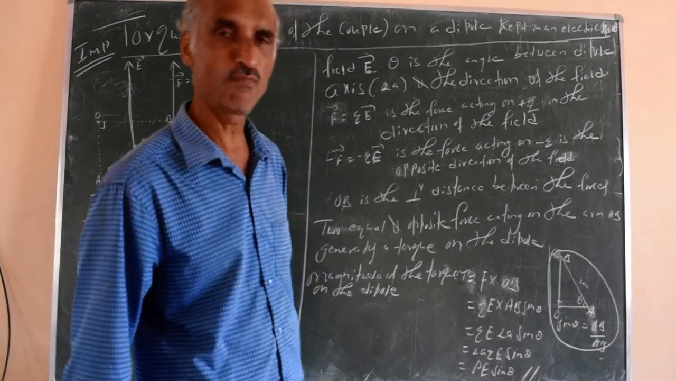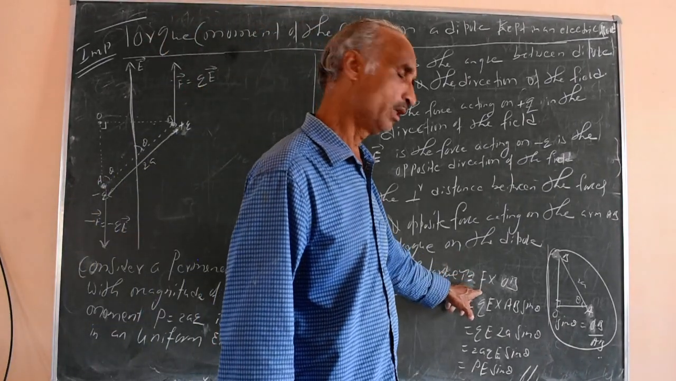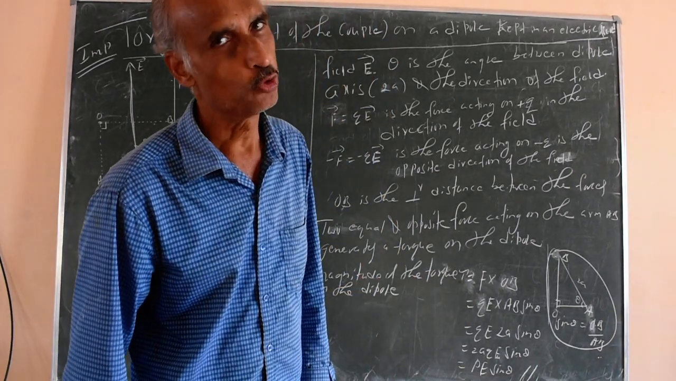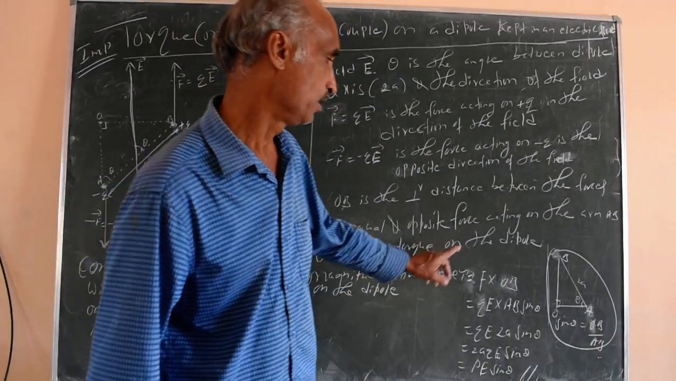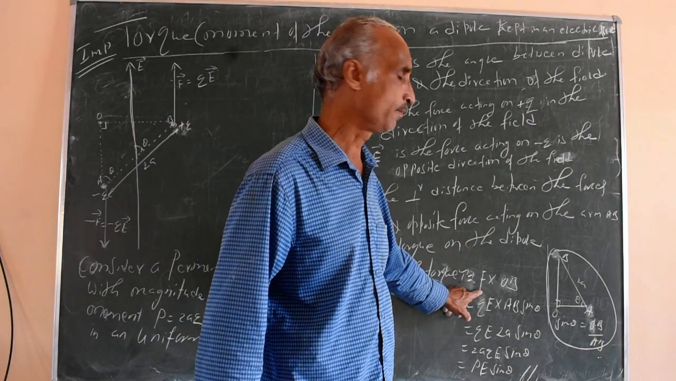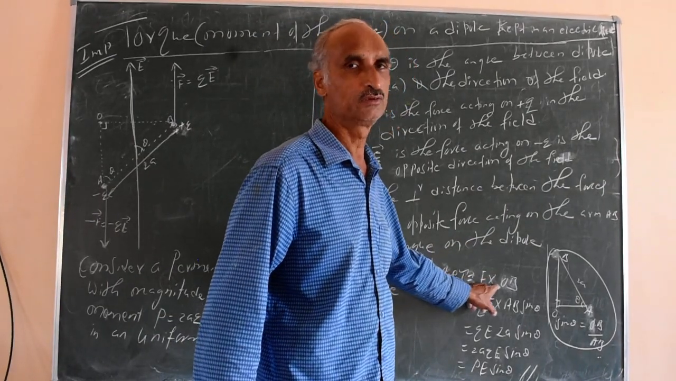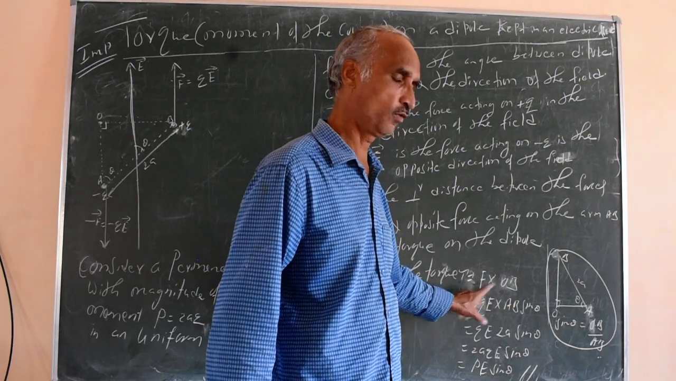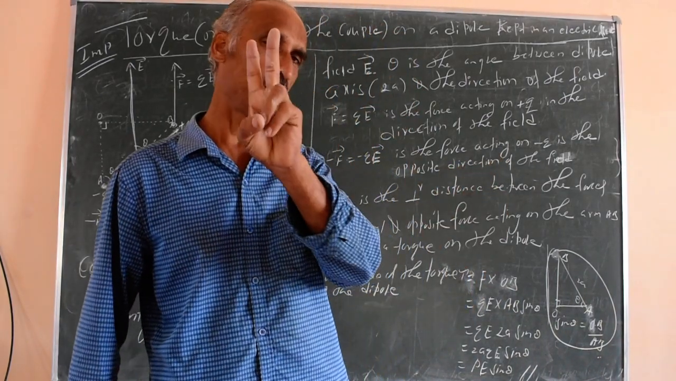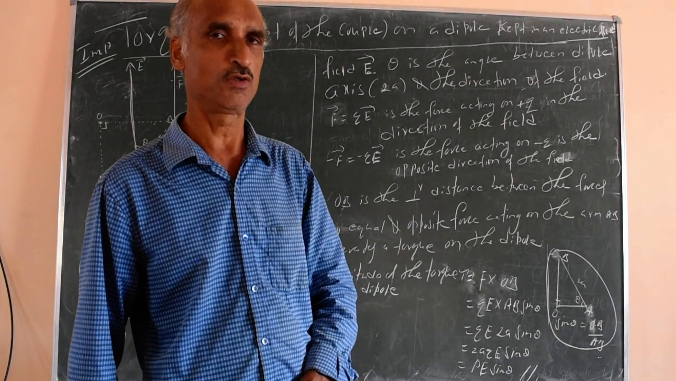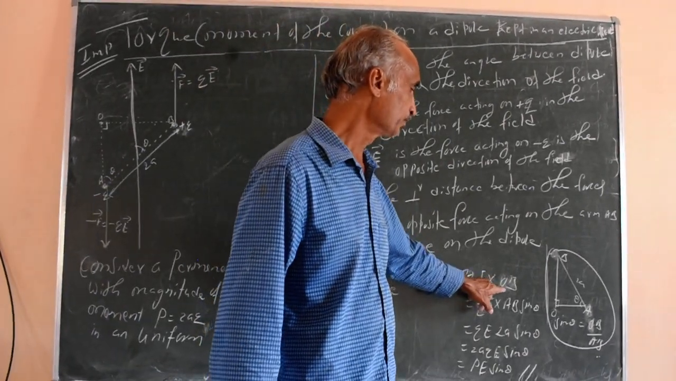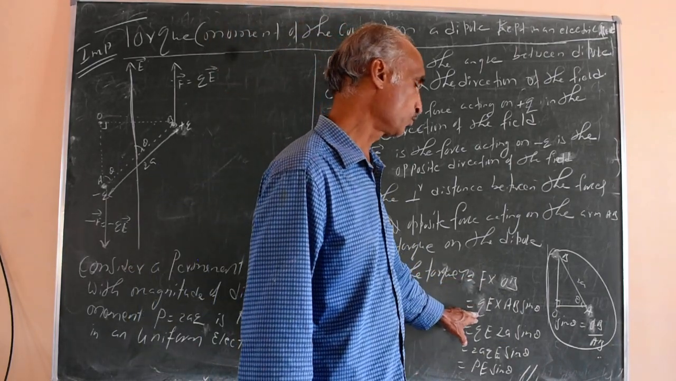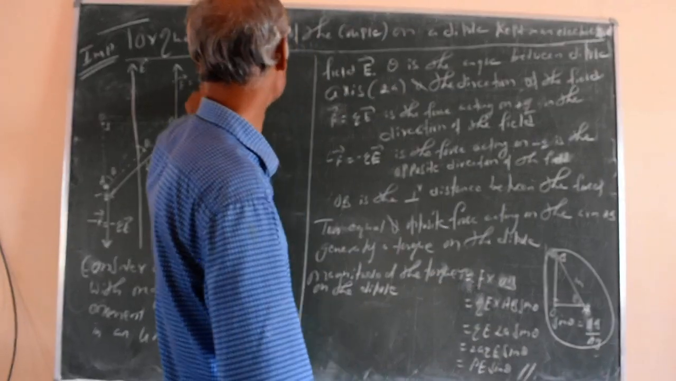Tau is equal to F into OB. This is the formula for torque due to a couple, from last year: torque due to a couple is the magnitude of any one of the forces into the perpendicular distance between the forces. Two forces are there, no? Any one of the forces should be taken, into the perpendicular distance between the forces. F is equal to Q into E.